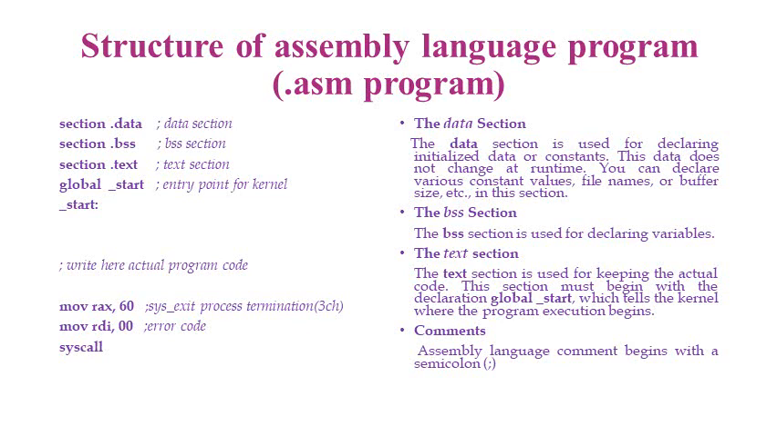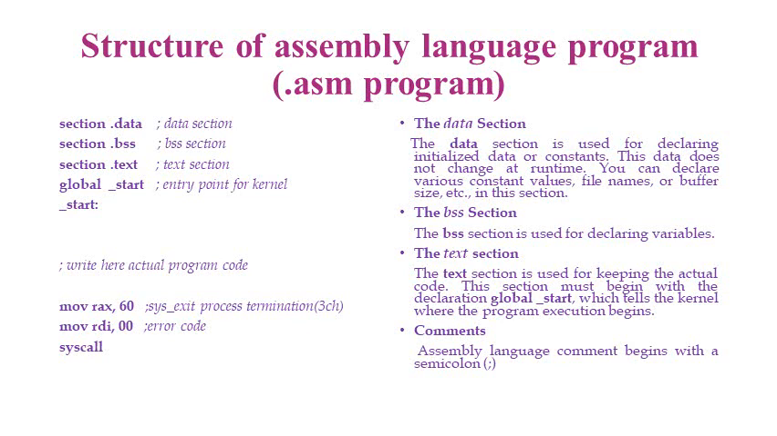The structure of assembly language program, that is syntax, is basically divided into three sections. First, section .data, then section .bss, and section .text. Now let's see one by one. The data section is used for declaring initialized data or constants. This data does not change at runtime. You can declare various constant values, file names, or buffer size, etc. in this section. The next section, BSS section.